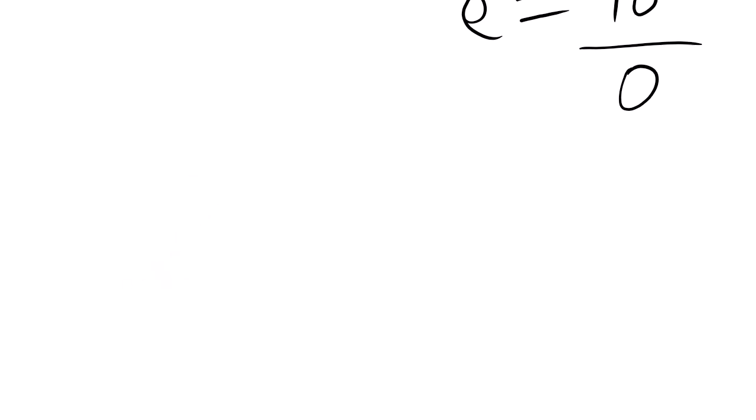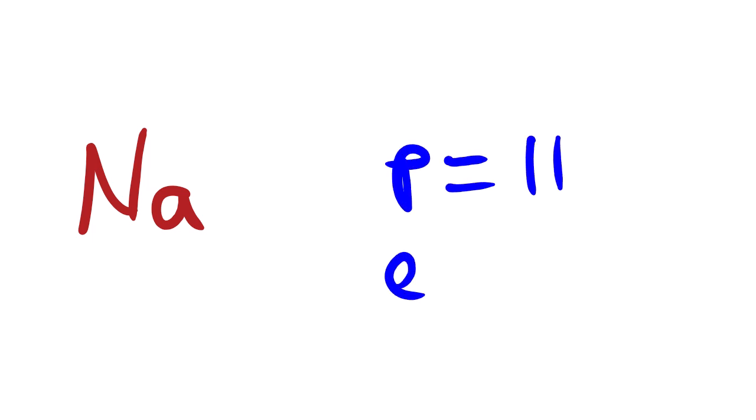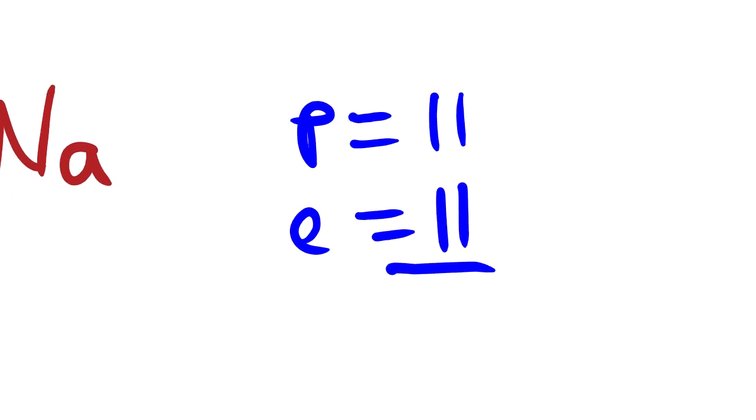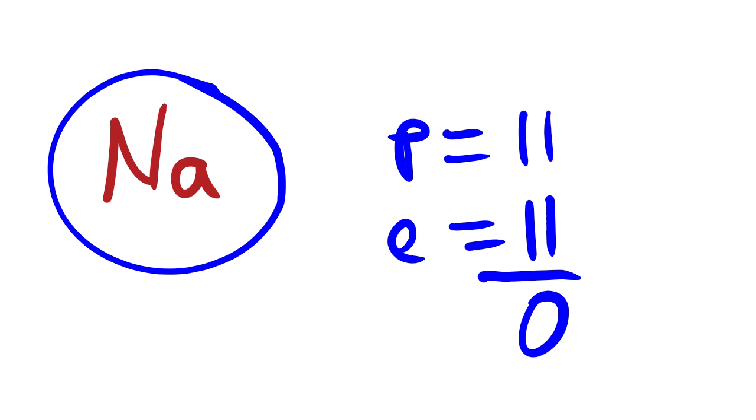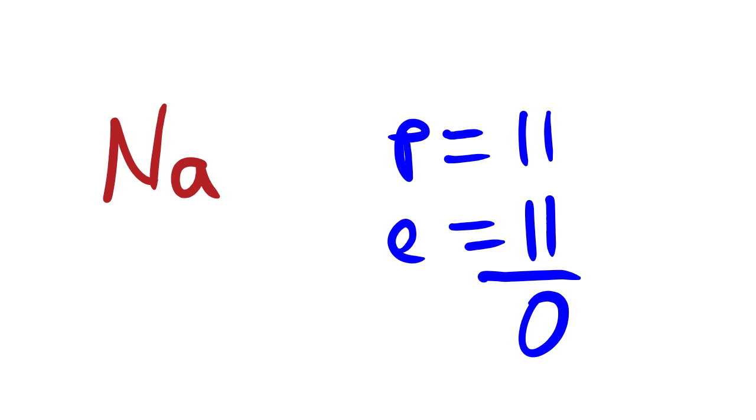Sodium is Na. This is sodium, and this sodium is neutral. How? Because we have protons equal to 11, electrons equal to 11. At the end you have 0 charge. That's why we leave this sodium as just sodium without putting any charge.